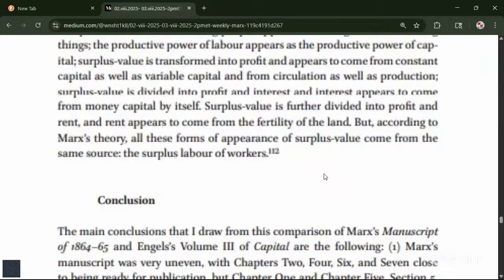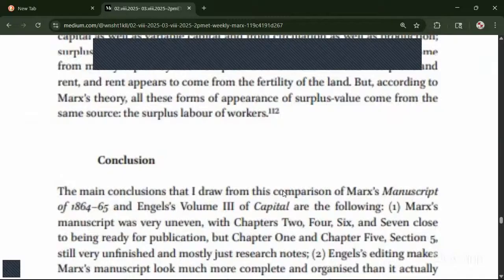The main conclusions that Moseley draws from this comparison of Marx's manuscript of 1864 to 1865 and Engels's volume 3 of Capital are the following.